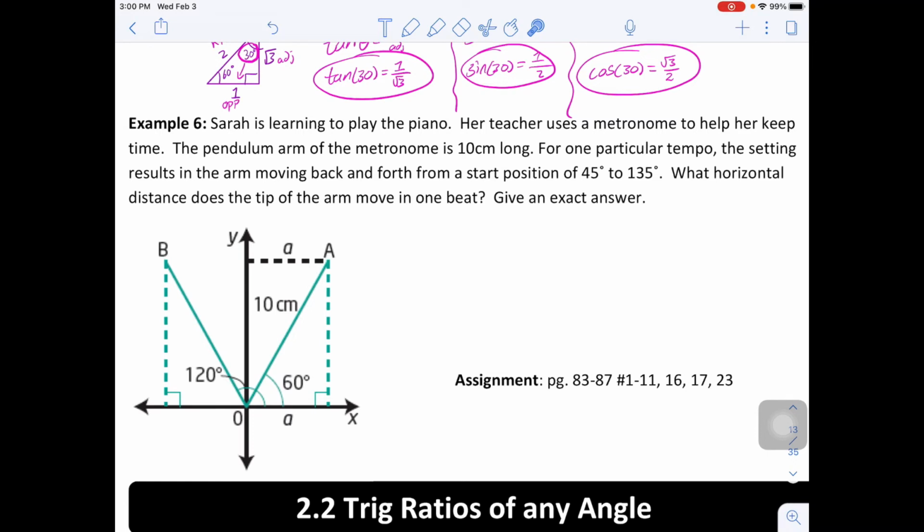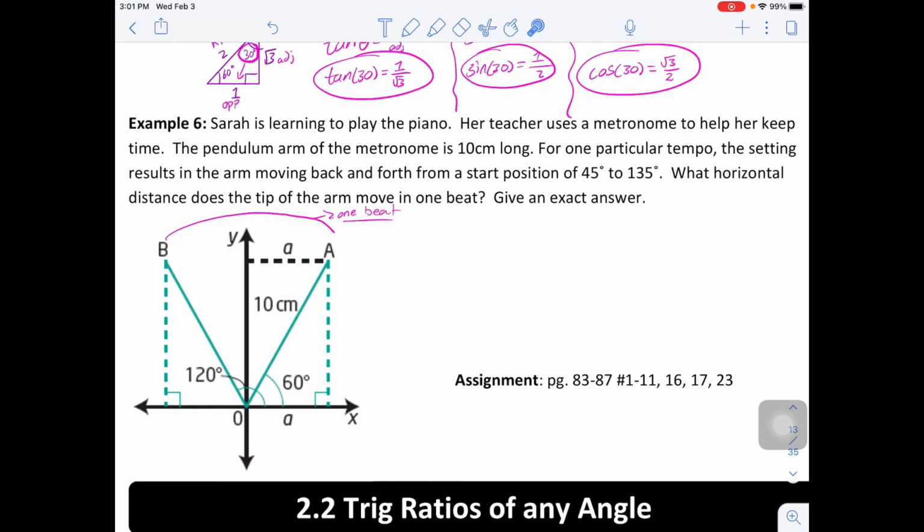If you've never heard of a metronome, they're little gadgets that keep tempo. They just go back and forth and they click. Click, click, click. And they give a beat every time. One beat is from here to here. That's the length of a beat. So we essentially need to figure out what A is and multiply it by 2, because both of those things represent A.